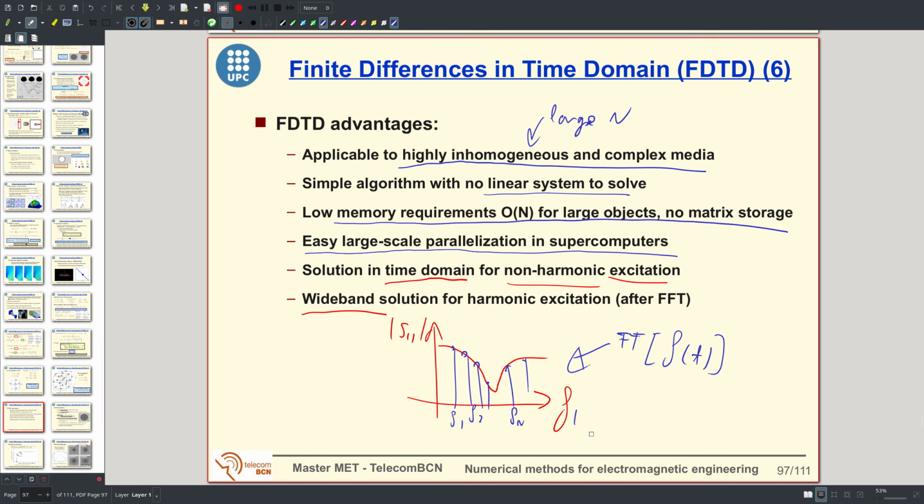Sorry, this is not F. This is wrong, and this is wrong. I meant this. You solve the reflection coefficient in time, and you do a Fourier transform and get the reflection coefficient as a function of frequency. Okay, so it's very, very good for wideband solutions.